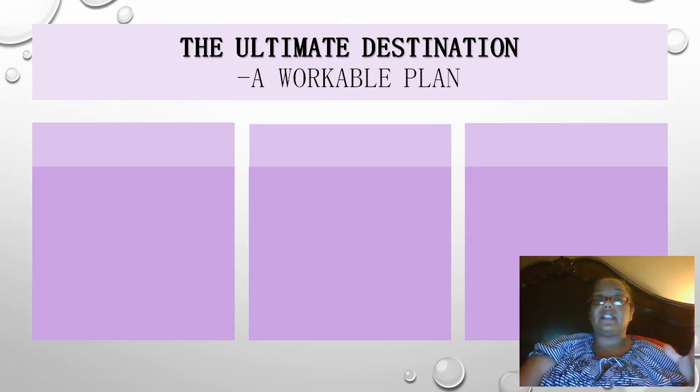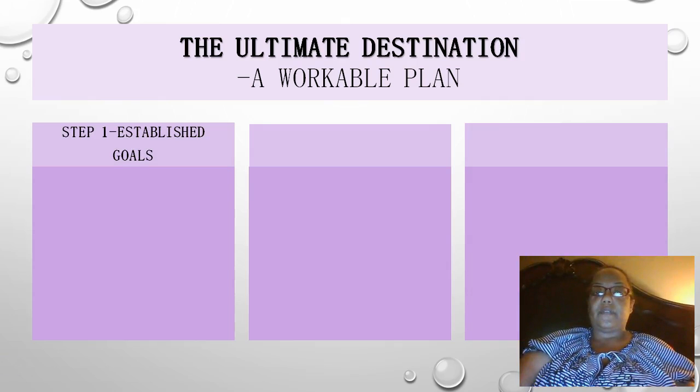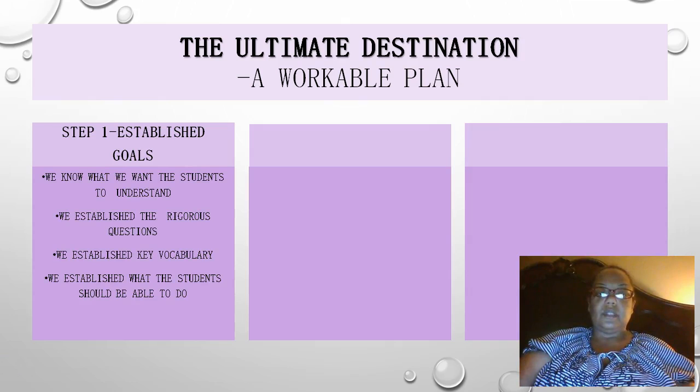And our ultimate destination is to have a plan in place. And so we've gone through and established our 3 steps and the things that we're going to use to build the plan. Now we're going to put it all together. So our first steps were establishing our goals. We knew what we wanted the students to understand. We established the rigorous questions. We established key vocabulary. And we established what the students should be able to do.